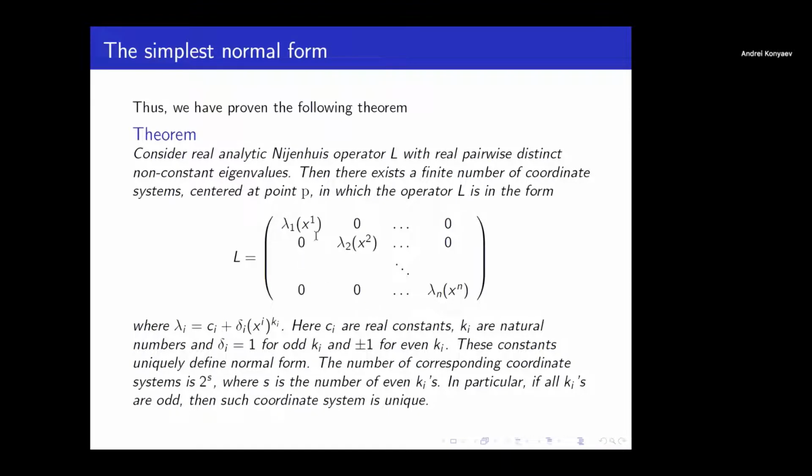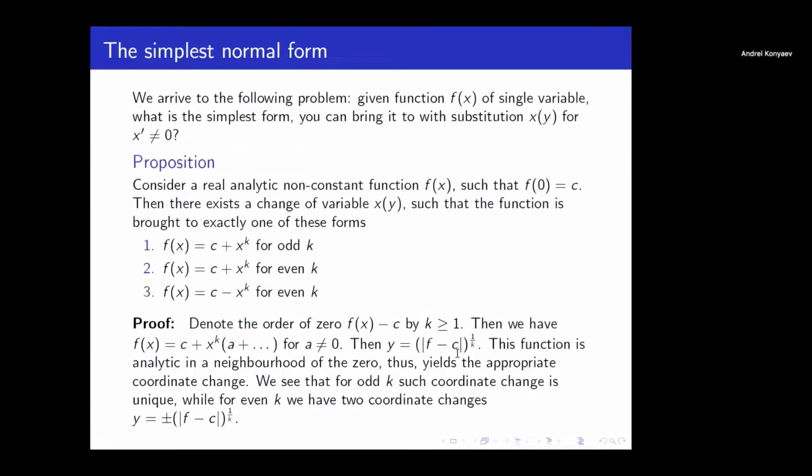So we have the constants. What is the geometric meaning of these constants? It's just the value of the operator at the point. What else? We have powers k_i, within index i. These are the powers that govern each eigenvalue. And we have delta_i. These are constants which are 0, or negative 1 or plus 1 for even k_i. These are the cases we have seen here, case 2 and case 3.